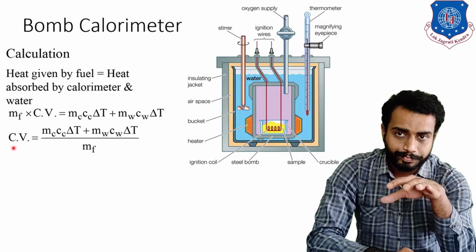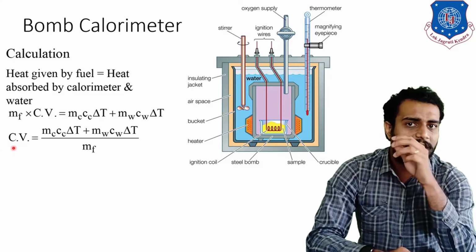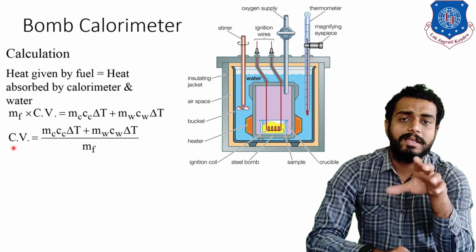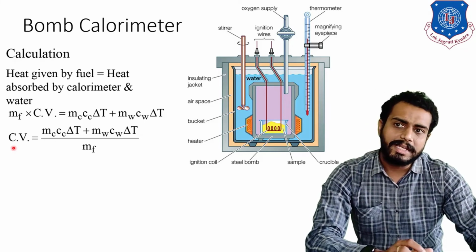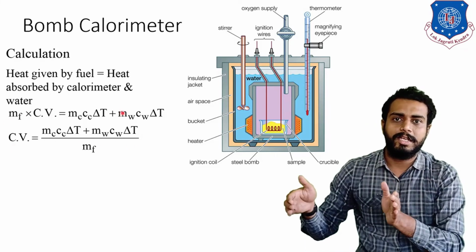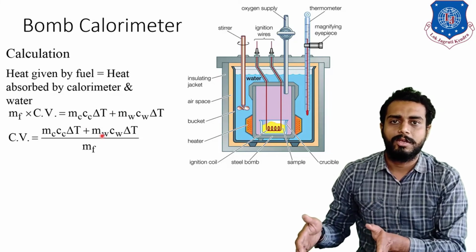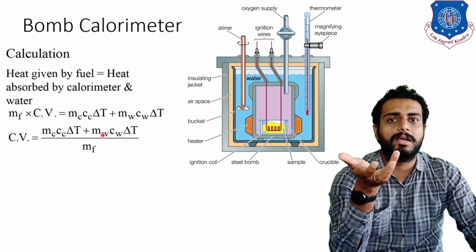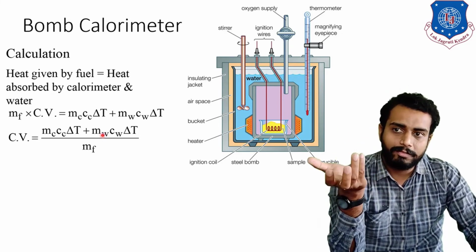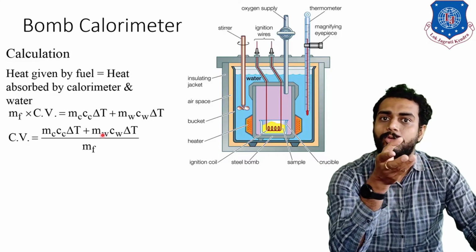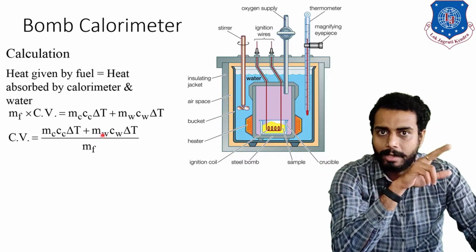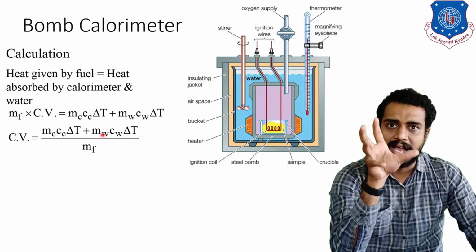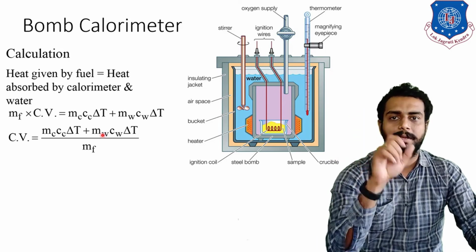In modern bomb calorimeters, two types are there: semi-automatic and fully automatic calorimeters. In a semi-automatic calorimeter, these calculations are done directly in a computerized unit, so you will have the final value of the calorific value. In fully automatic calorimeters, you will also have the final value, and you will be able to visualize the graphs on the computer screen during the combustion of the fuel. So these are the arrangements right now in the bomb calorimeter.